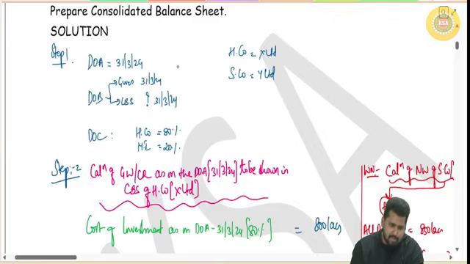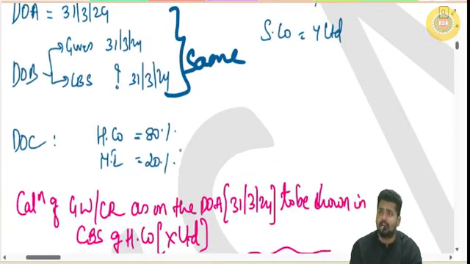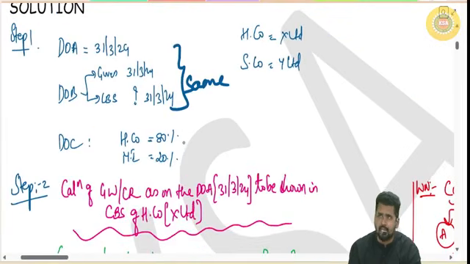Here also, in the same question, it is the same as the first question. The balance sheet dates are the same. Degree of control: holding company we are having 80%, and minority interest is 20%. Clear? Holding company is X Limited, subsidiary is Y Limited. Step number 1 is done.